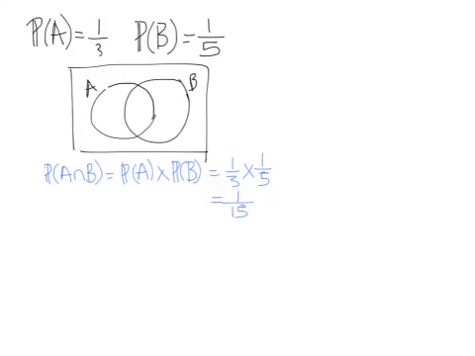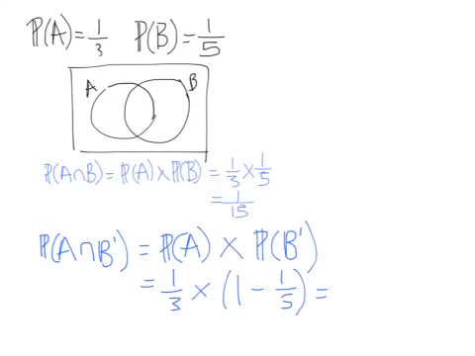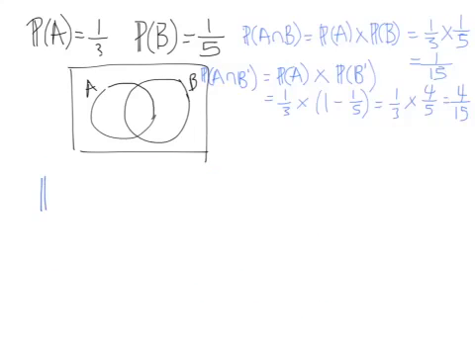Now, because A and B are independent, that also means that A and not B are independent. So when we find A intersection not B, we can just do the probability of A multiplied by the probability of not B. So that is 1/3, and the probability of not B is going to be 1 minus the probability of B, so 1 minus 1/5. So we've got 1/3 times 4/5, which is 4/15.